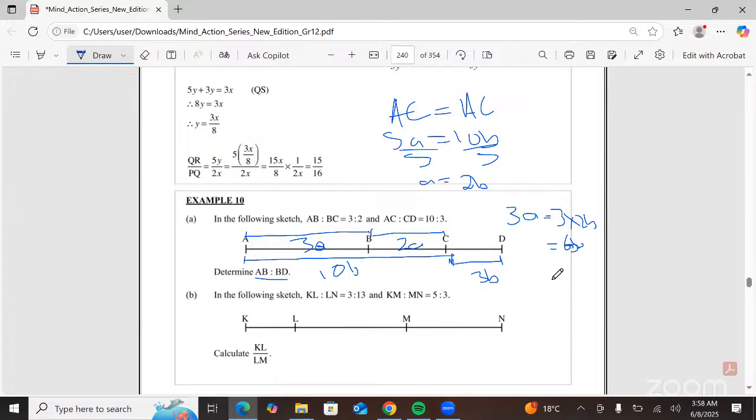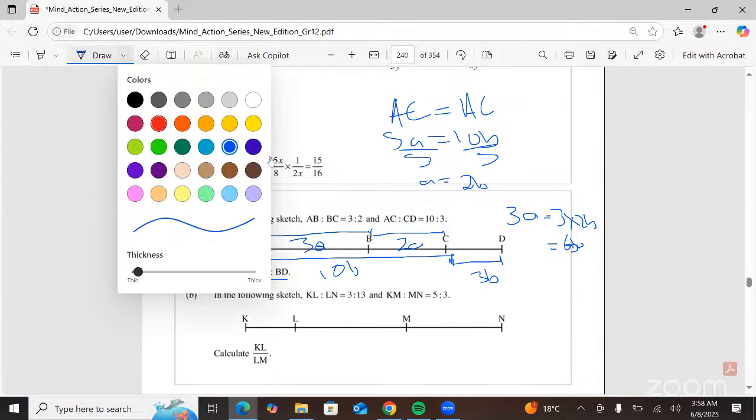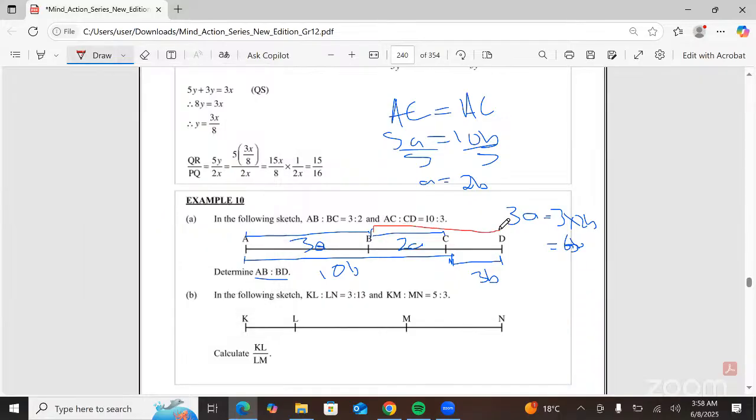Then to find BD, I don't know what we do here. Okay, so BD, we can see that it's this portion, right? It's this portion here. It's not too bad. This is BD, right? Yes, sir.